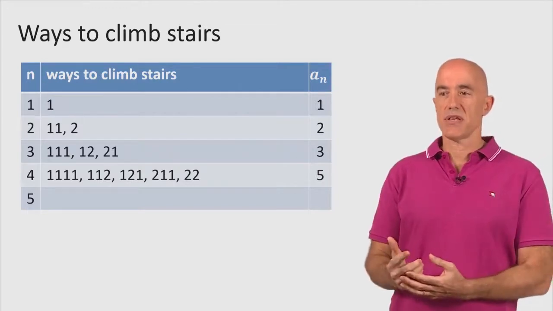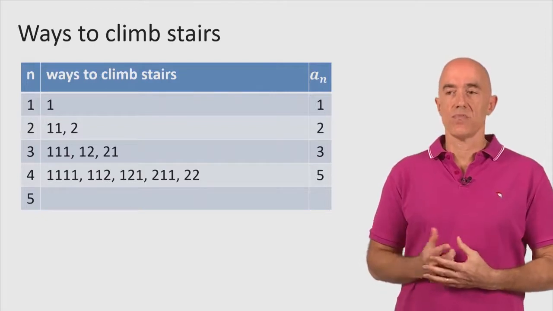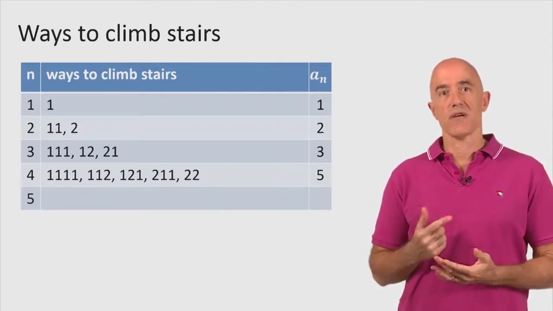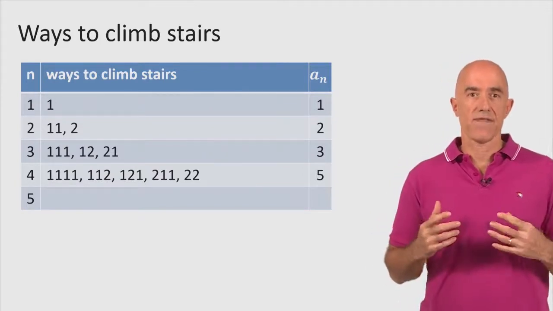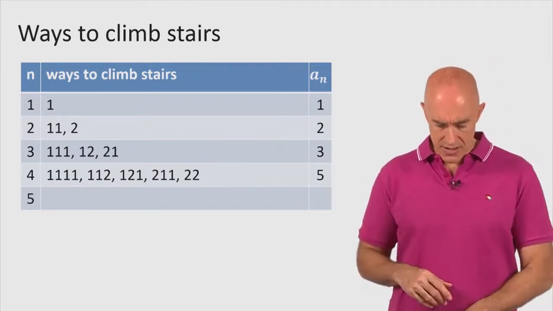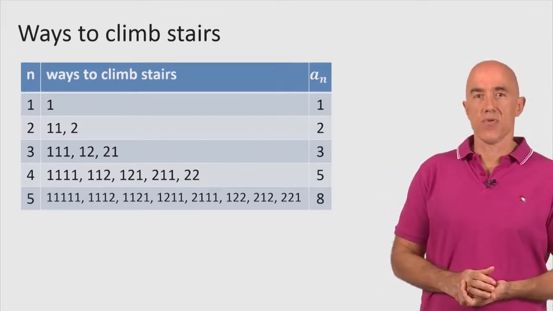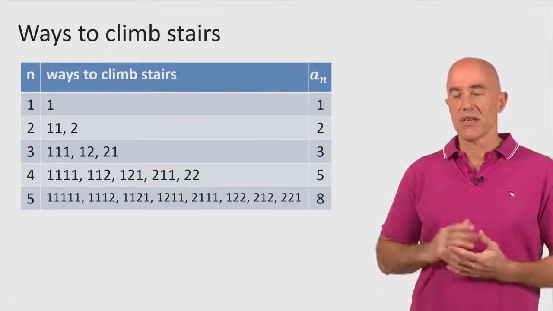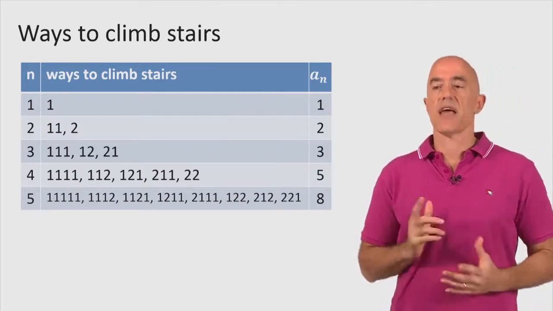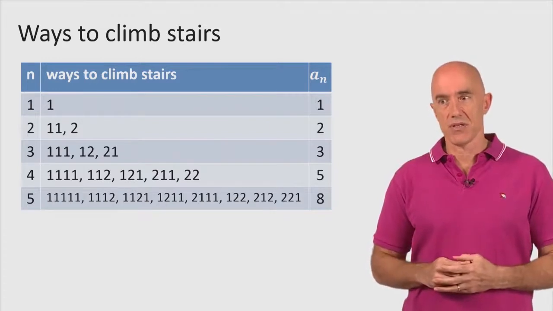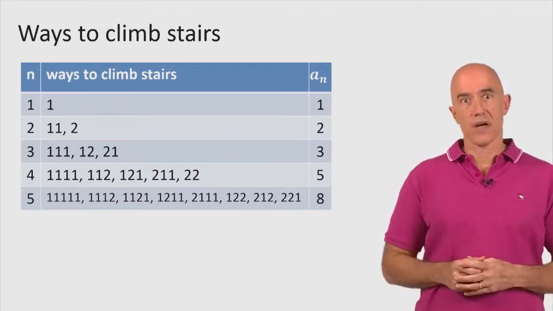So now we have the sequence 1, 2, 3, 5. 5 is equal to 2 plus 3, so it's part of the Fibonacci sequence. Let's look at one more. What if we have 5 stairs in the staircase? Then if we list out all the possible ways to climb a 5-stair staircase, we see that there are 8 different ways. So now we're getting the Fibonacci sequence here. 1, 2, 3, 5, 8. Just missing the first 1.